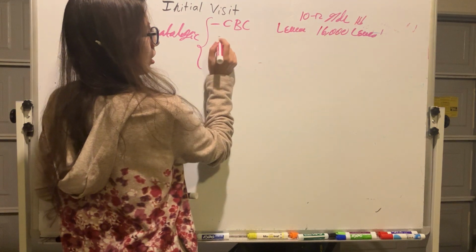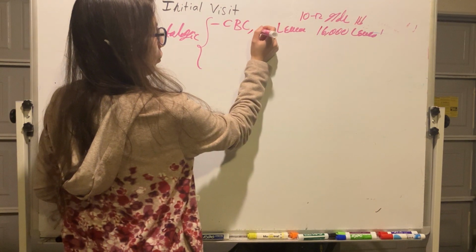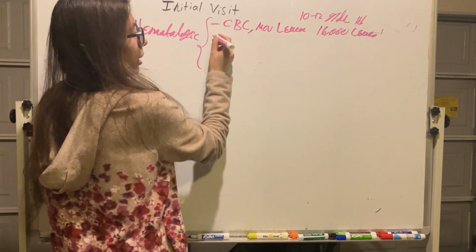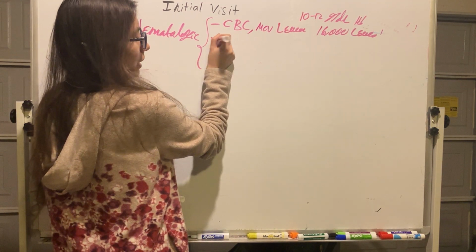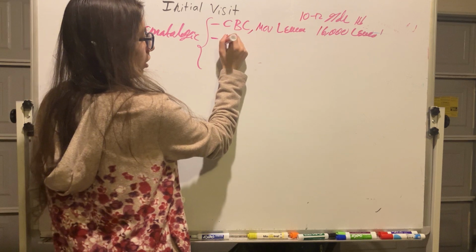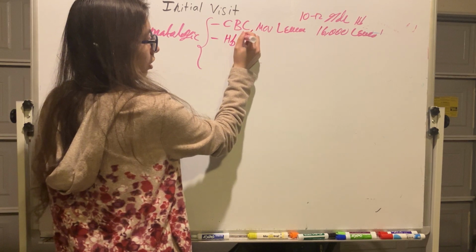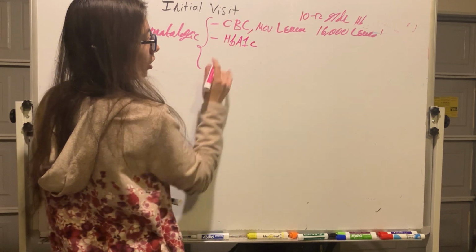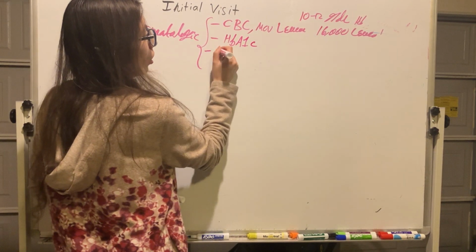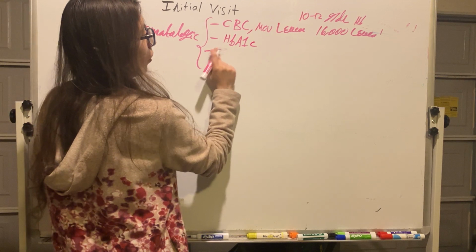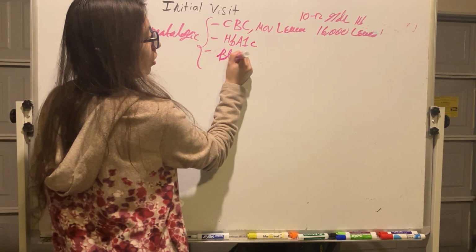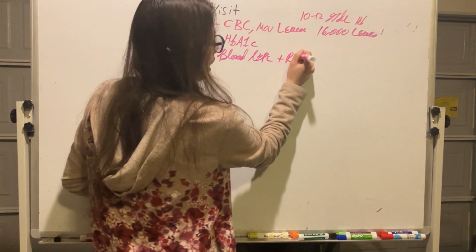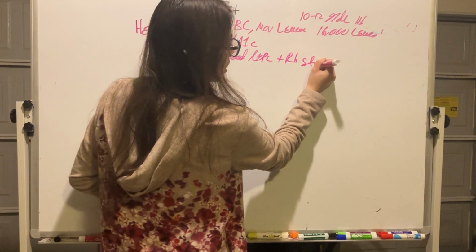Complete blood cell count: we evaluate for anemia, mean corpuscular volume. If the patient has diabetes, then we can order glycosylated hemoglobin. We want to know what is the blood type of the patient, and the Rh antigen status.